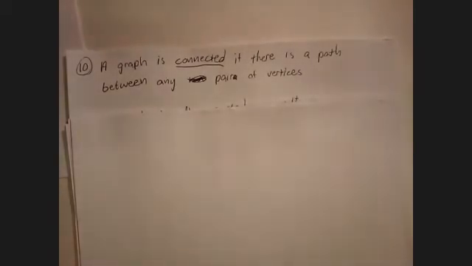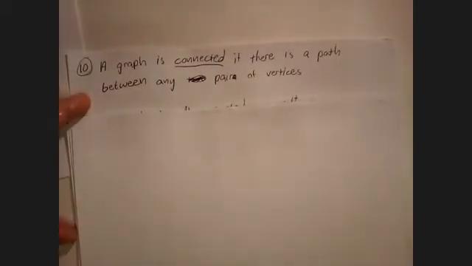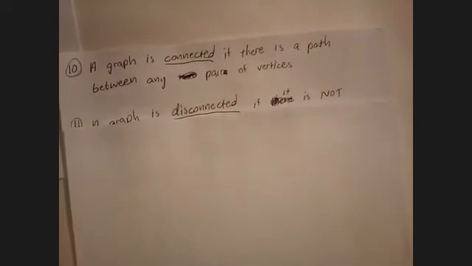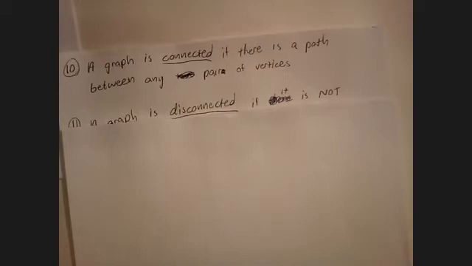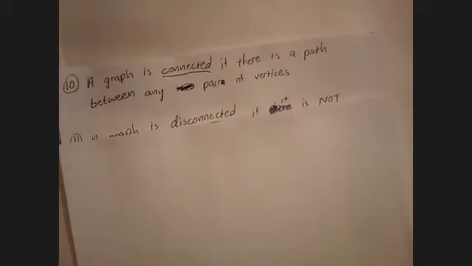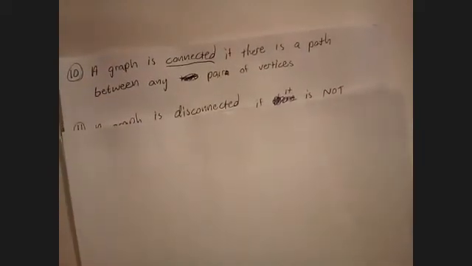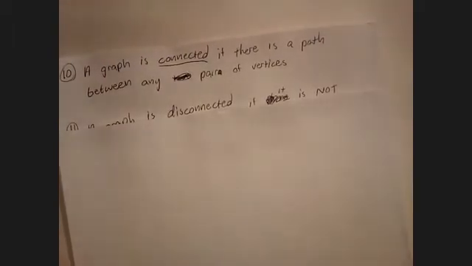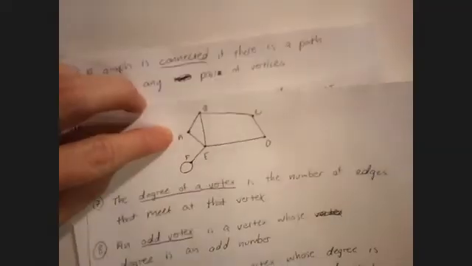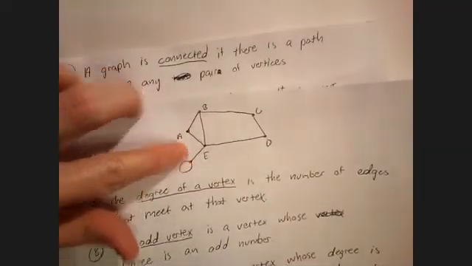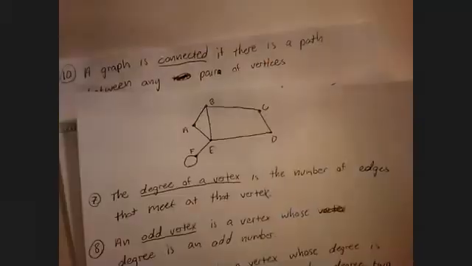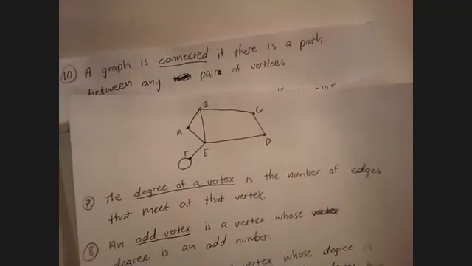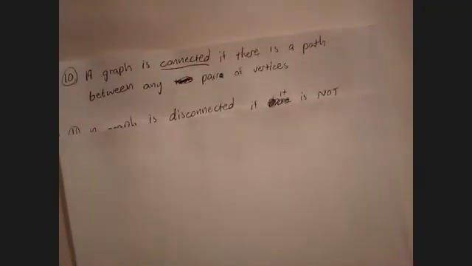So a graph is connected if there's a path between any pair of vertices. If I have any two vertices, can I get there, can I get to something through other vertices? So this graph is connected because if I want to get from A to F, I can take a path to do that, or from F to anything. So this graph is connected.